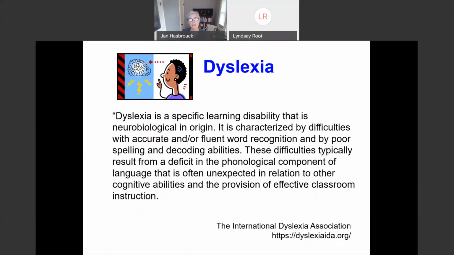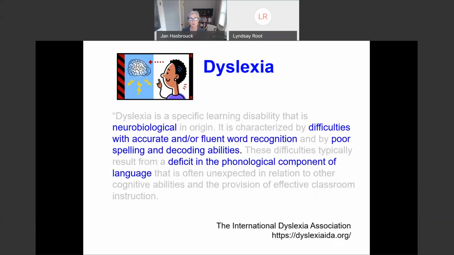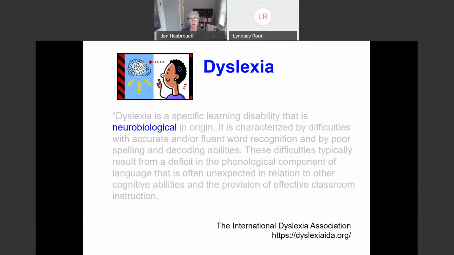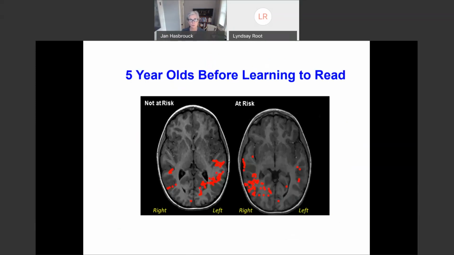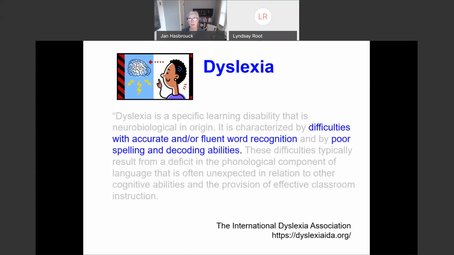So returning to the IDA definition, some of the key words there. It's neurobiological. It has to do with word recognition. Spelling and decoding are often related, and the phonological component of language is where the problem is. The neurobiological, we've talked about that. You are born with dyslexia, and we can find it very early, even before reading starts.